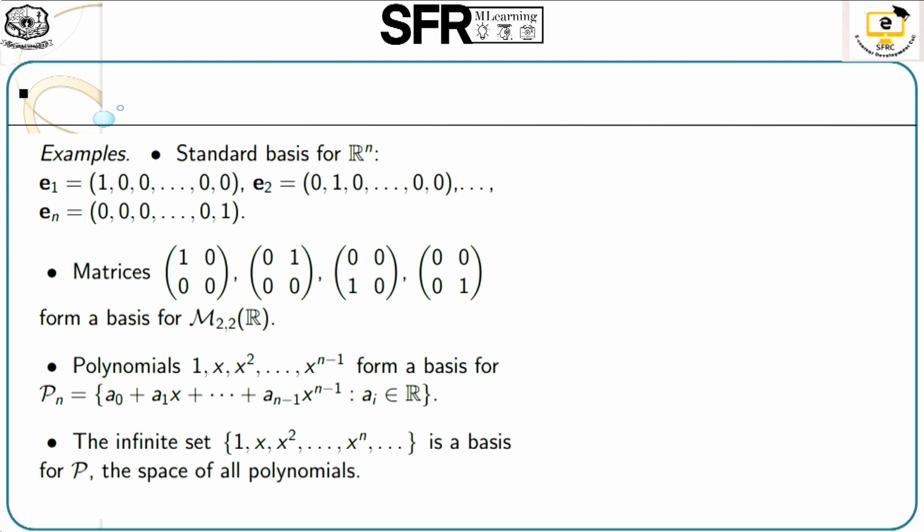Next we discuss the set of all polynomials of degree less than n, and its basis is 1, x, etc., up to x power n minus 1. Their linear combination forms a polynomial in R, that is a0 plus a1 x plus a2 x square plus etc. plus a(n minus 1) x power n minus 1, where each ai belongs to R. Next we pass on to the space of all polynomials. Its basis is 1, x, x square, etc., up to x power n.